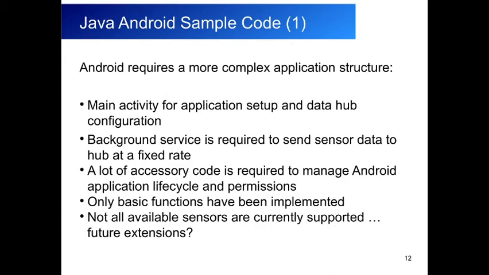So a similar approach has been used to build the application on Android. We have a main activity for the application setup and data hub configuration, because you need to specify the target address, IP address, the port, and so on. And then a background service is necessary, because we want to send the data. If we read the data from sensors, we need this data to be sent at a fixed rate to the server.